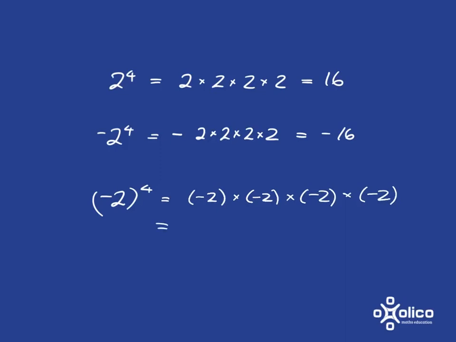So what you get is negative 2 times negative 2 times negative 2 times negative 2. So let's just recap our negative multiplication rules. Negative times negative is positive. Then we've got a positive multiplied by a negative, which is negative. Then we've got a negative multiplied by a negative, which is positive. And 2 times 2 times 2 times 2 is 16. So we know what we've got is positive 16.